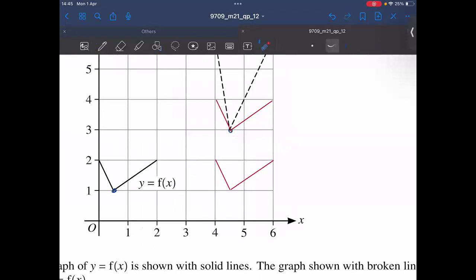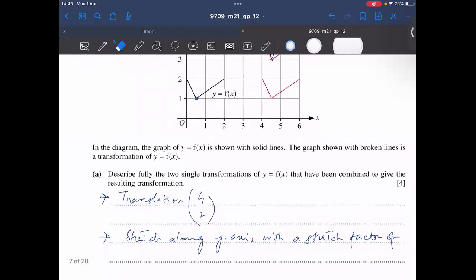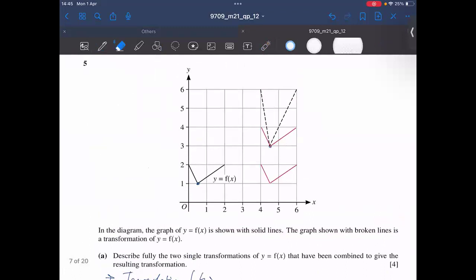And from here, the translation vector is going to be 4, 0. All right. And then from here, it has been stretched along the y-axis. Just have a look at what has happened to the y-coordinates of each of these 3 points. The y-coordinate of this point has increased from 2 to 6. The y-coordinate of this point has increased from 1 to 3, and the y-coordinate of this point has increased from 2 to 6.